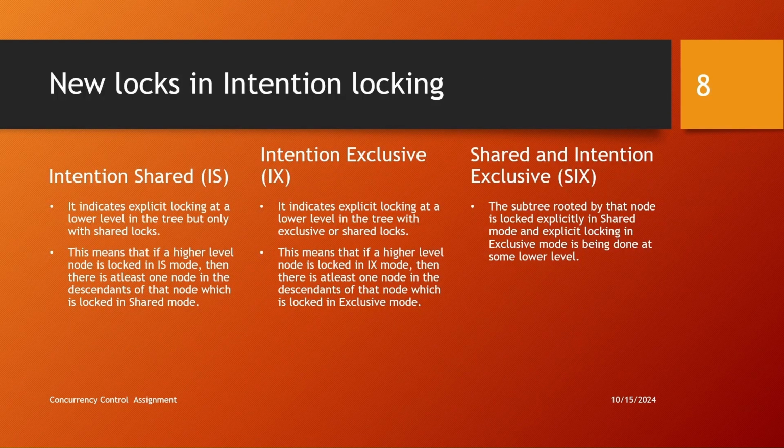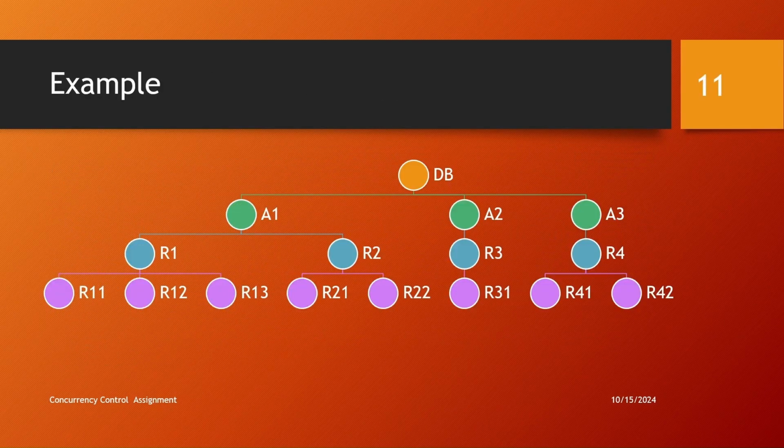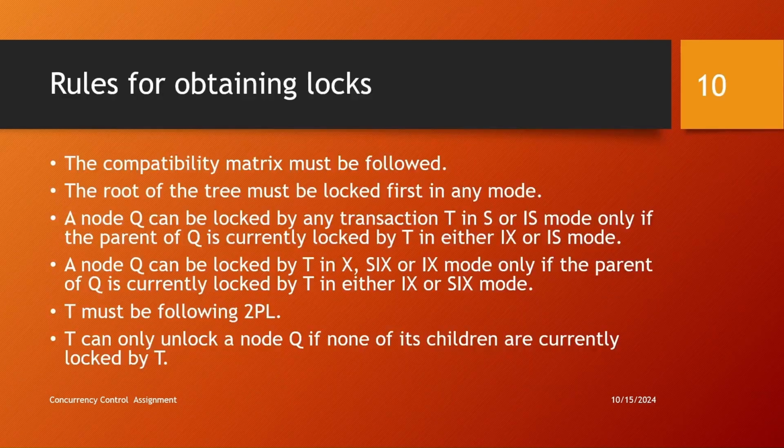Next is the shared and intention exclusive lock, which means that the subtree rooted by that node is locked explicitly in shared mode by the transaction and there is explicit locking at a lower level. For example, if I want to read the data items in R4, I would lock it in shared mode. But also, if the same transaction wants to update R41, then that would be locked in the intention exclusive mode, which means that R4 would be locked in the SIX mode.